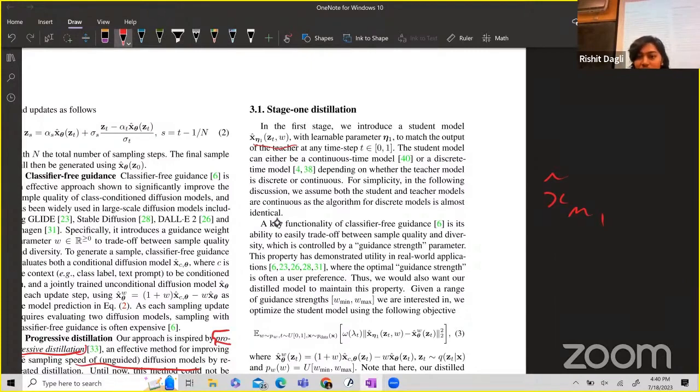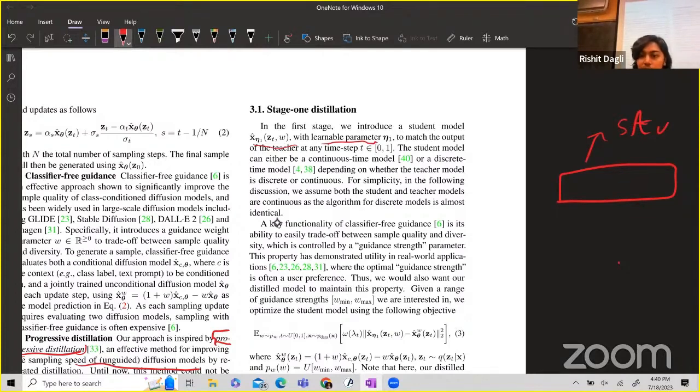Just like standard diffusion models, when you say x theta hat, this is a lot of parameters. This is parameters for all of the diffusion model. So eta 1 is a set of parameters. They say a learnable parameter, but this is a set of parameters, just because this is a standard diffusion. Okay, so now we have this model, that's our student model.